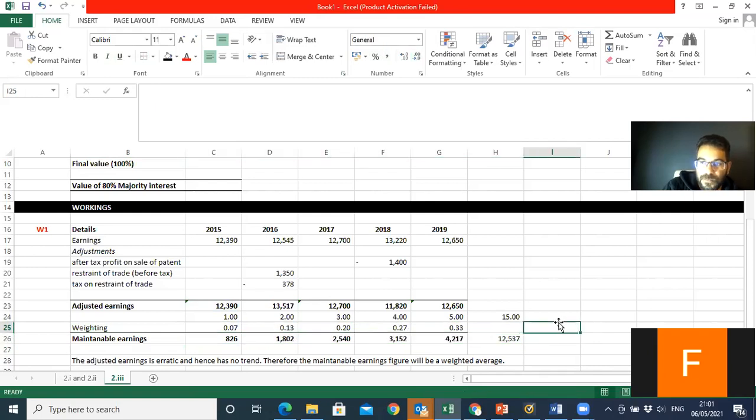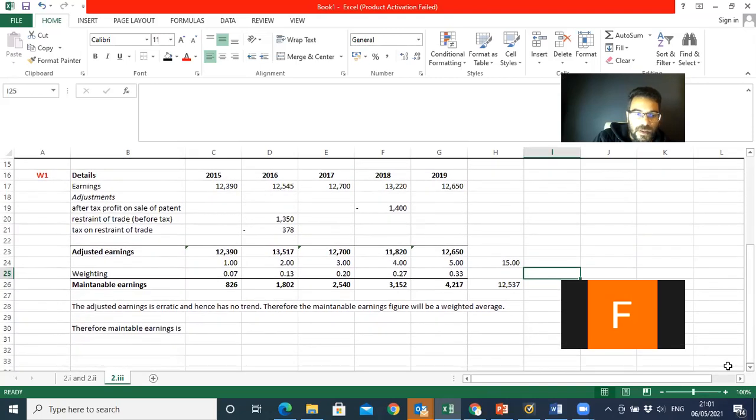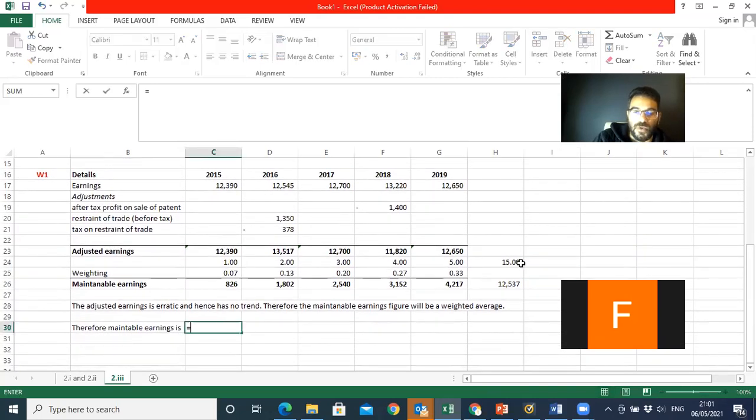So therefore, the maintainable earnings is equal to 12,537.